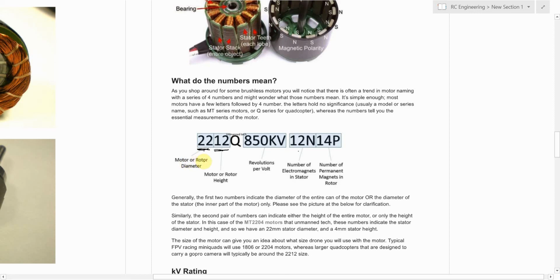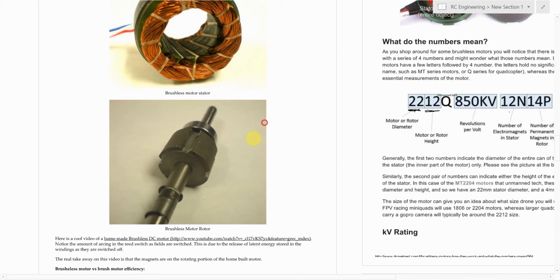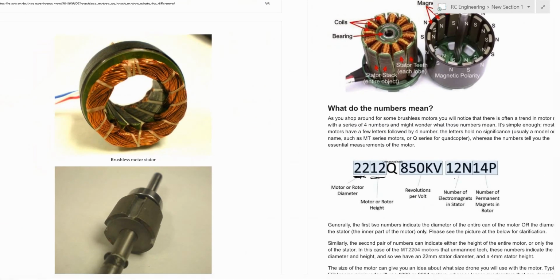2.2 is the motor or rotor diameter. Most of the time it's the rotor diameter in millimeters. So this rotor here, an example of a brushless rotor, would be 22 millimeters in diameter. Let's just say that was a 2212. The 12 means that the rotor is also 12 millimeters thick or height. So the dimensions of the rotor are 22 millimeters in diameter and 12 in height.